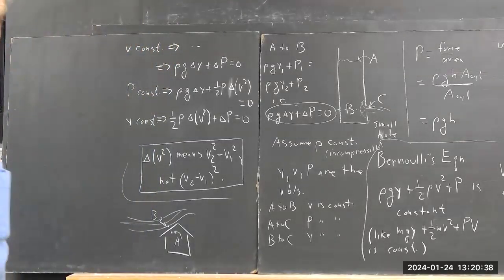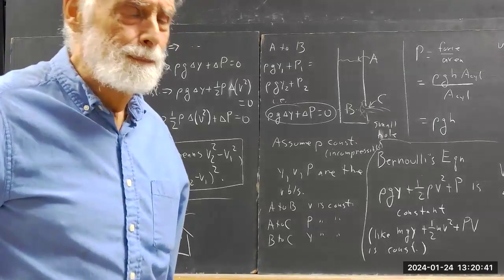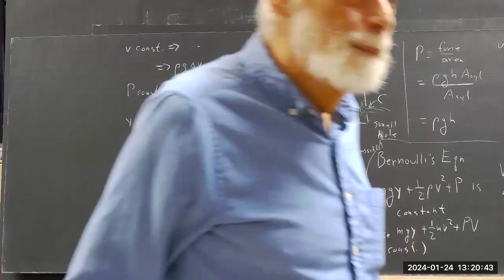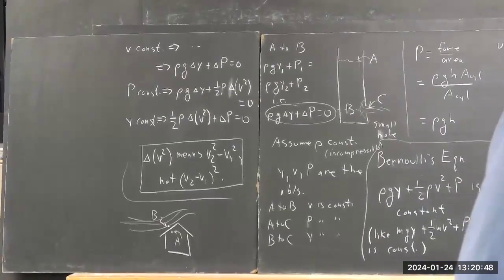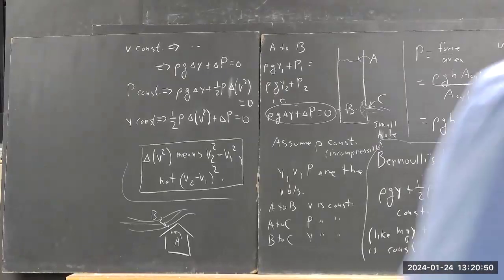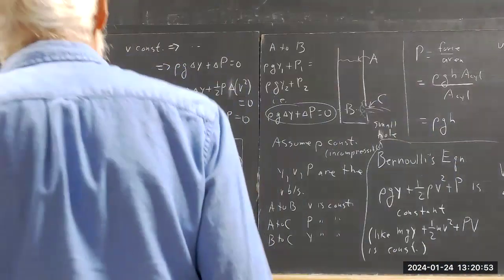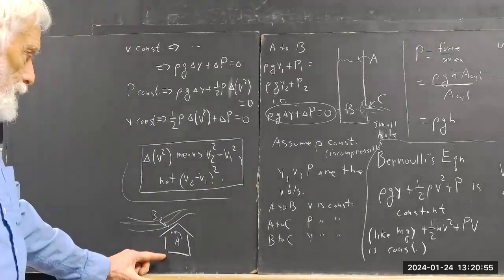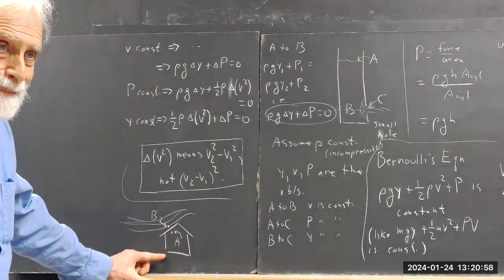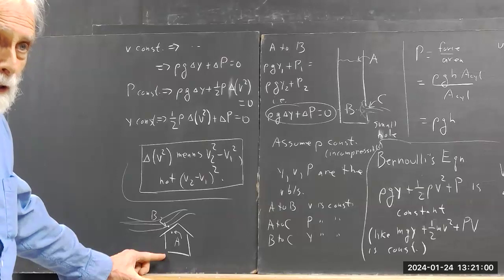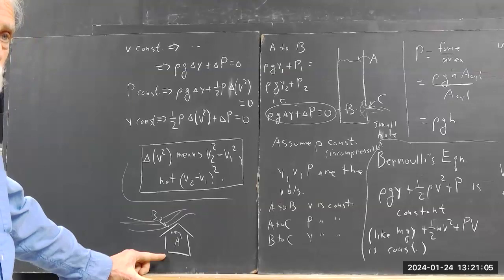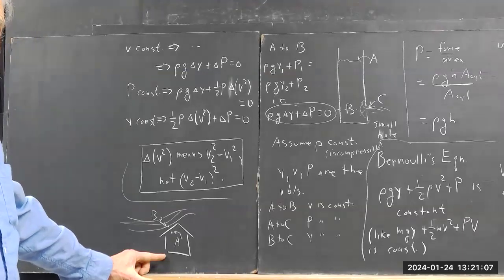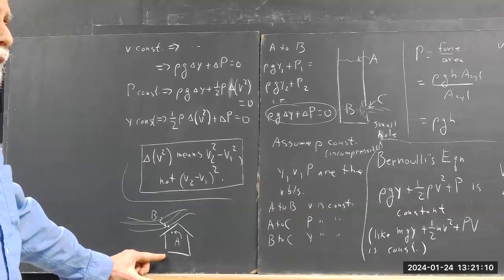Now the density of air is about 1/800th of the density of water. It's approximately 1.3 kilograms per cubic meter, as opposed to 1,000 kilograms per cubic meter for water.